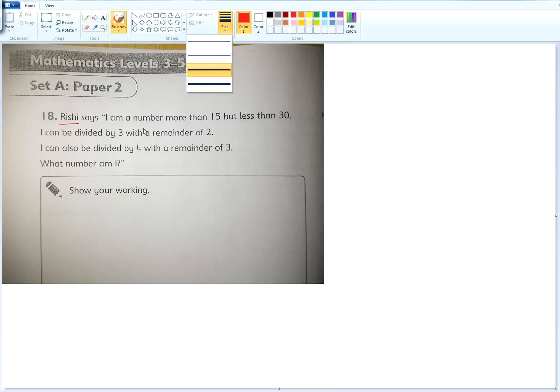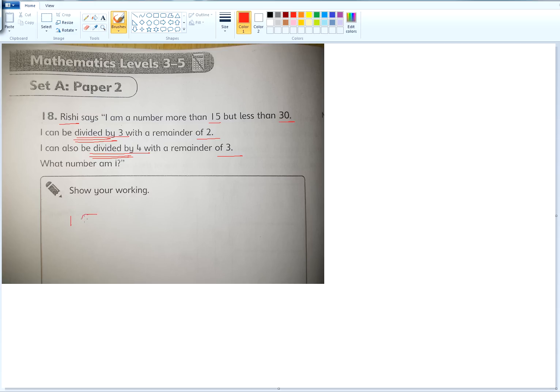Okay, Rishi says: I am a number more than 15, but less than 30. I can be divided by 3 with the remainder of 2. I can be divided by 4 with the remainder of 3. Now the key words here are what? Divided by. If something can be divided by 3, that means it will be in the 3 times tables. So let's start off over here.